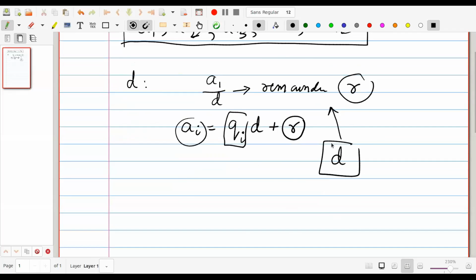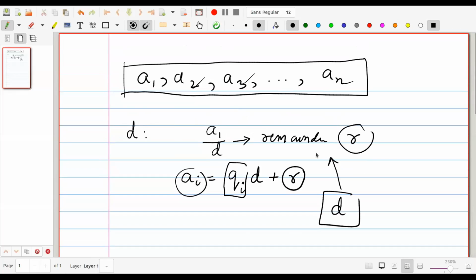Any ideas on how to proceed? What will be d? We can write a loop, right, which goes from the minimum of a1, a2, a3 till an, and then goes downward, and we stop when we encounter the largest number which satisfies this criteria.